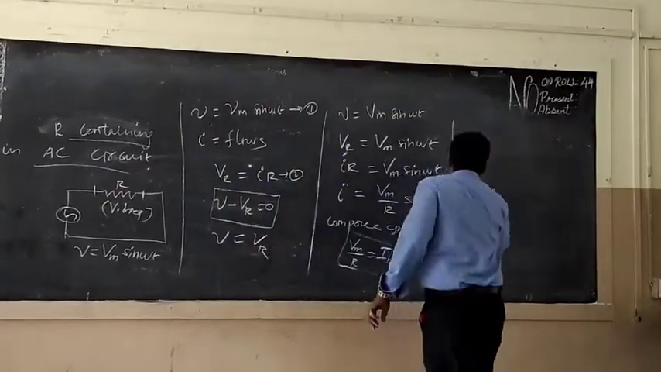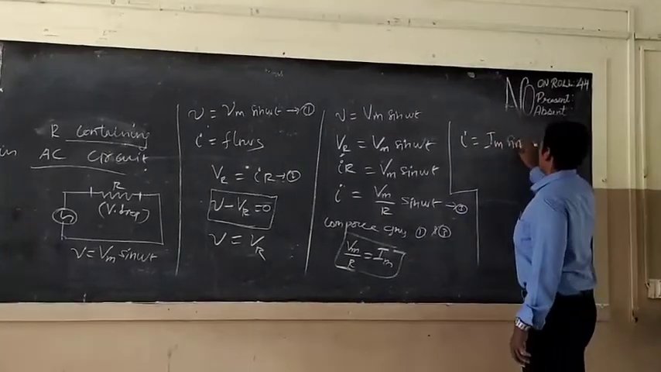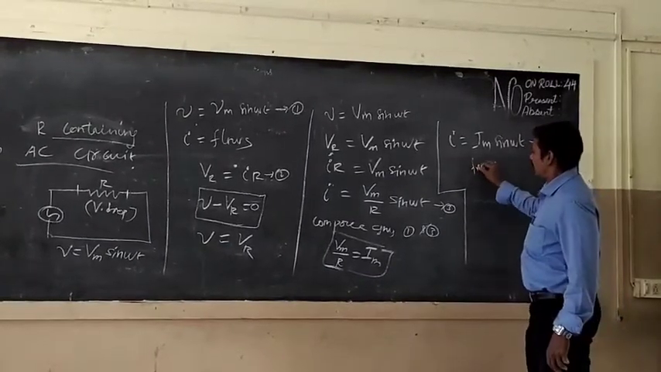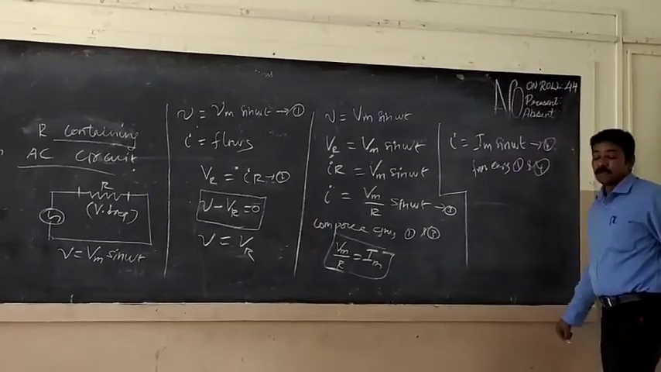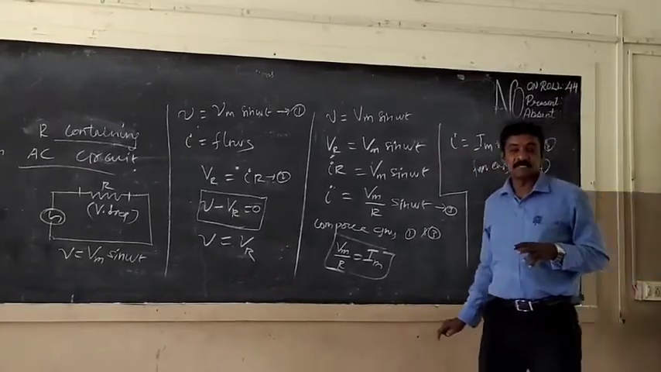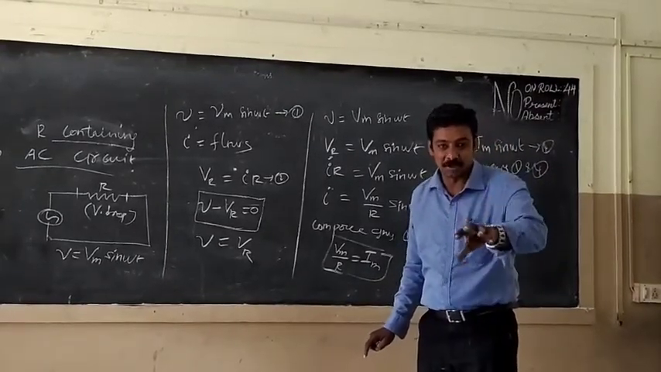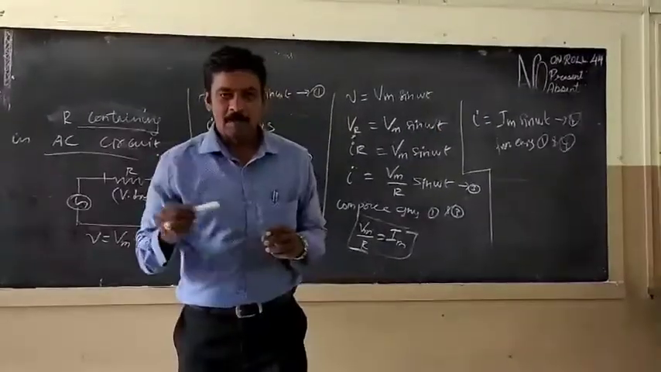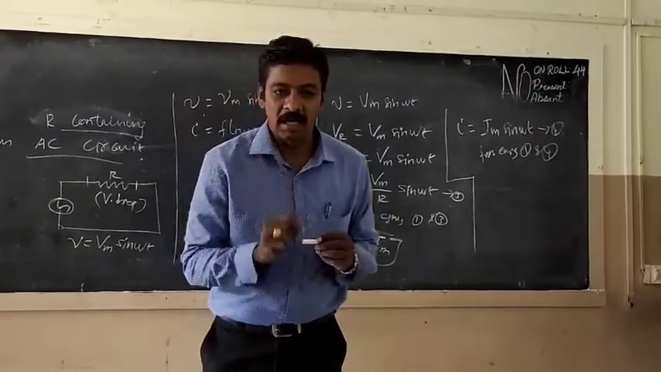So I write now that I is equal to Im sin omega t, equation number 4. From equations 1 and 4, we should understand clearly that there is no phase difference between the voltage and the current in an AC circuit. Both are traveling in phase. Now we are going to see the phasor diagram and the wave diagram for an R containing AC circuit.